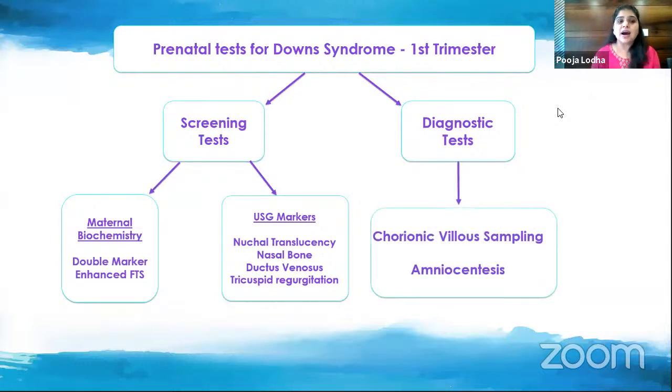Diagnostic tests are chorionic villus sampling in the first trimester. Sorry to include the amniocentesis, it's a second trimester diagnostic test. And of course, our favorite NIPT. And I'm sure the next talk will clear a lot of concepts about NIPT. But all we need to reiterate again and again, as Pratima ma'am also said, is that you include NIPT in the screening category and not the diagnostic category.